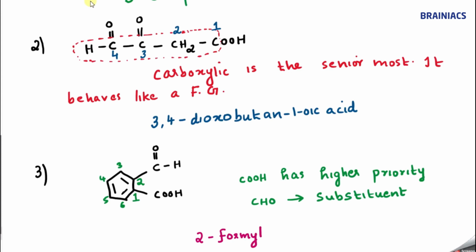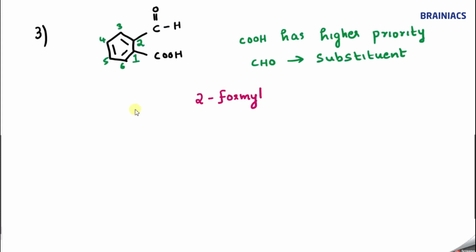Please understand that here the carbon atom is included in the parent carbon chain, correct? So in that case, is any prefix applicable for aldehyde? No, you can see that in the priority table. Here the CHO is not included in the parent carbon chain. So that's the reason why we can use the term formyl. So I can say 2-formyl.